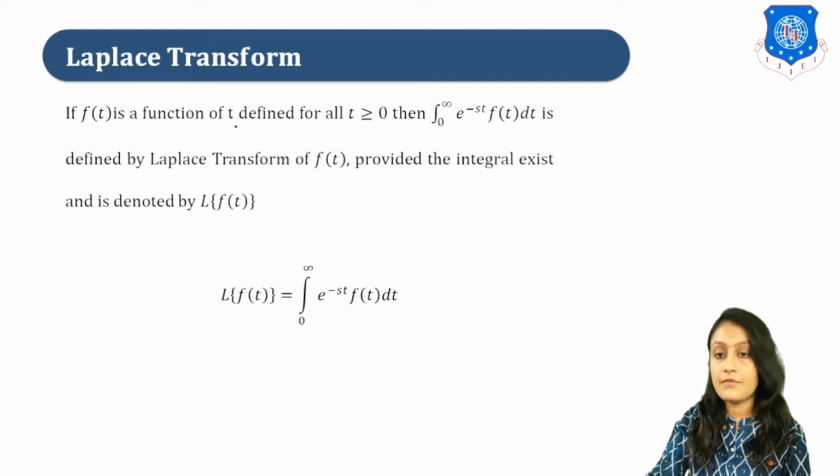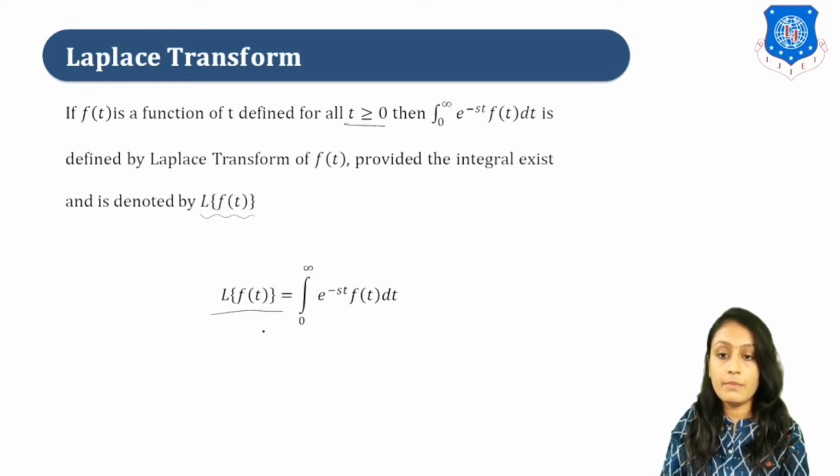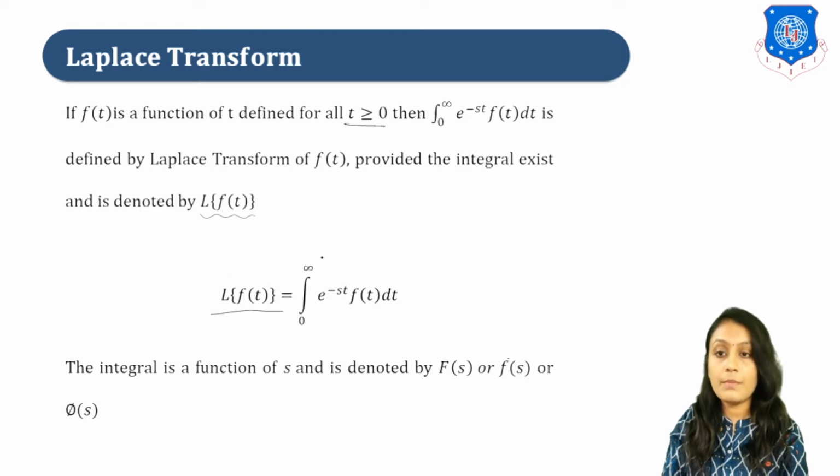If f of t is a function of t defined for all t greater than or equal to 0, then the integration from 0 to infinity of e raised to minus st f of t dt is defined as the Laplace transform of f of t, provided the integral exists, and it is denoted by this symbol. So the definition of Laplace transform is the integration from 0 to infinity of e raised to minus st f of t dt. This is the main formula to find the Laplace transform.